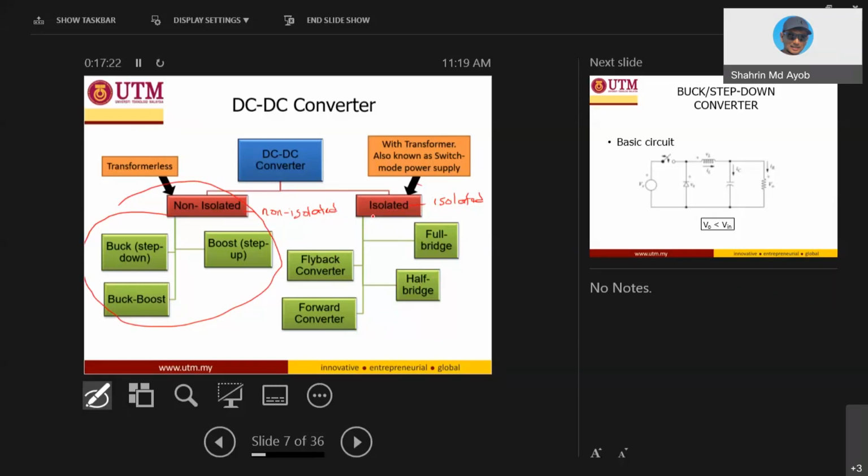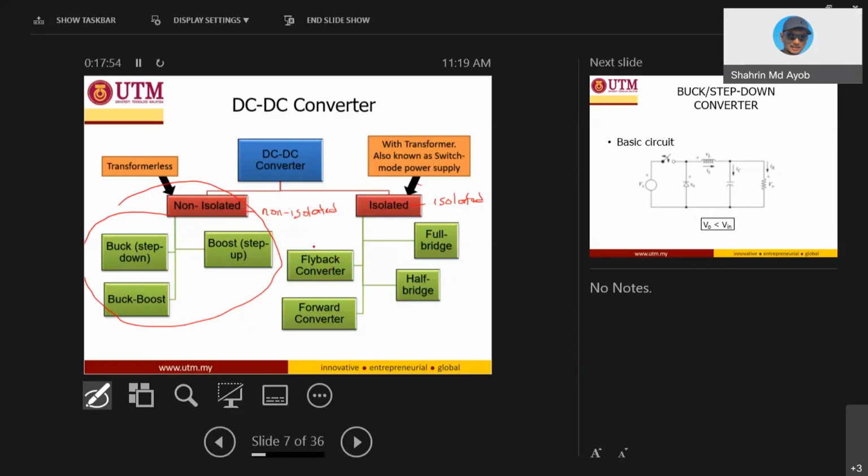For example, in your laptop chargers, inside you have rectifiers, AC to DC, and then you have a DC to DC converter. Usually for that DC to DC part, they use flyback converters, the first one here. For Apple products, for example MacBook and so on, the chargers are mostly flyback converters.